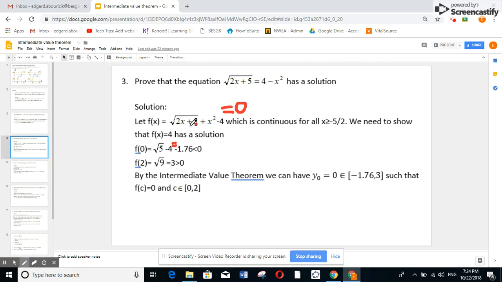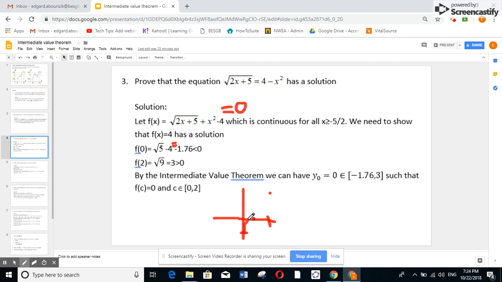If you take f(1), it's still negative. So let us take f(2). For f(2), it will be radical 9, which is 3, positive. So you have here at 0, we have minus 1.76, and at 2, we have 3. So this is 0, this is 2, don't forget.